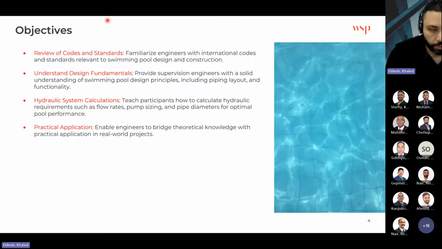The objectives of this course, as we just discussed, we will definitely cover what the codes and the standards relevant to this field are. We'll understand the fundamentals of design, what the requirements are to design swimming pools, fountains, and water features. We'll also do hydraulic calculations to size everything in the plant room, like the chemical dosing system, filtration, pumps, and balancing tank. Okay, and we will do a practical application. We'll discuss one project from my side and another project as a test from your side.